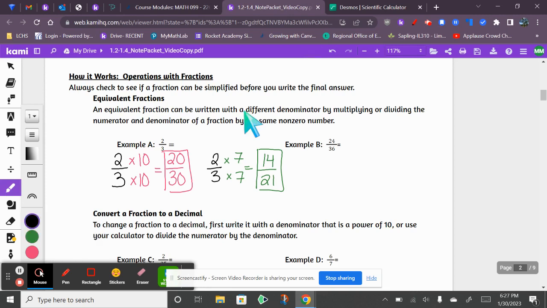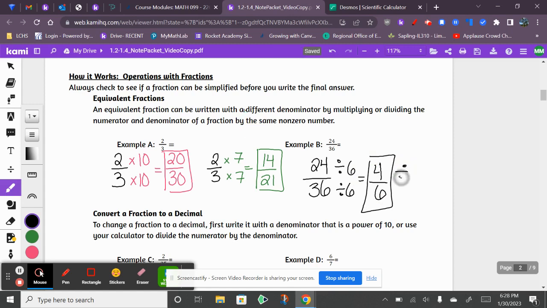Say that I want to do the same thing, but maybe I want to make an equivalent fraction by dividing. So in this one, I could find something that's divisible into 24 and 36. So for instance, 6. Both of them are divisible by 6. And we would get 4/6. So that would be an equivalent fraction. I could even take that then and divide by 2. And I could get 2/3. So all of those three, 24/36, 4/6, 2/3, all of those are also equivalent fractions.